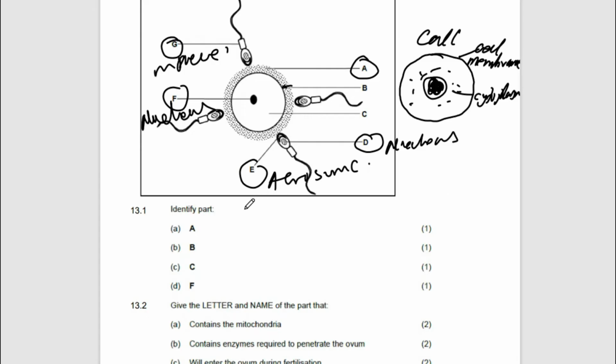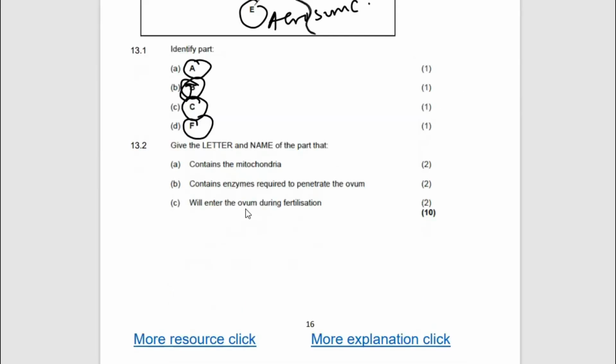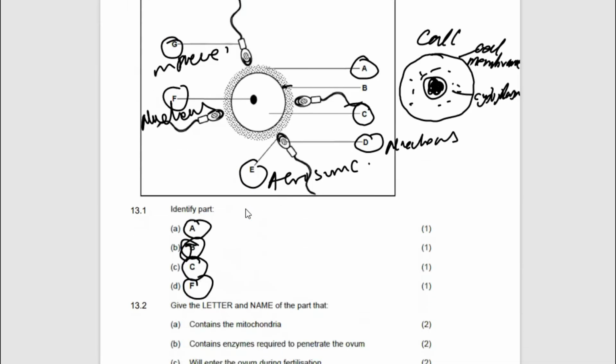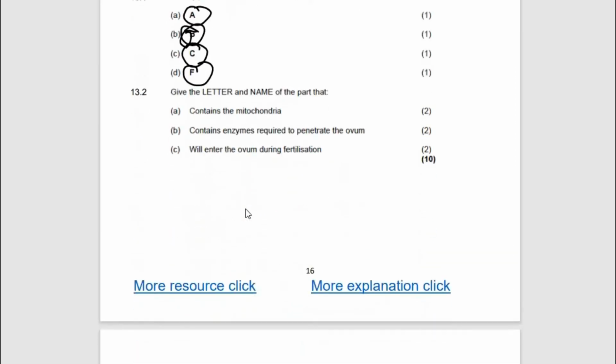So A, we have seen it. A is the gel-like layer. B is the cell membrane, the membrane of the cell, or plasma membrane. Then C is the cytoplasm. And then F, where's F? F is the nucleus of the ovum. So now, give the letter and the name of the part that contains mitochondria. We have seen that mitochondria are stored in here. If one is mitochondrion, if there are many, the answer is G, and the part is the middle piece.